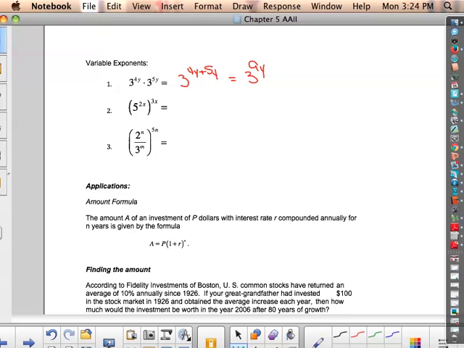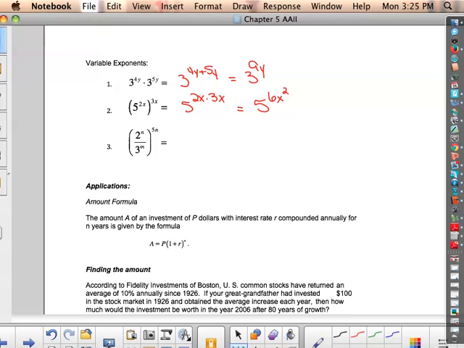Number 2, power rule. I'm going to multiply those exponents. So I have 5 to the 2x times 3x, which is going to give me 5 to the 6x squared.